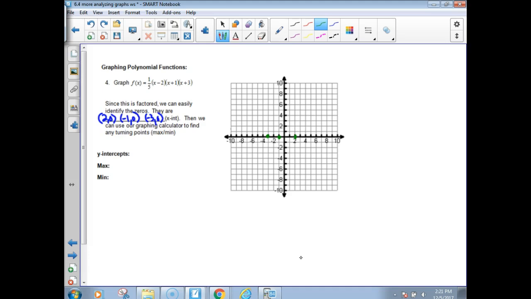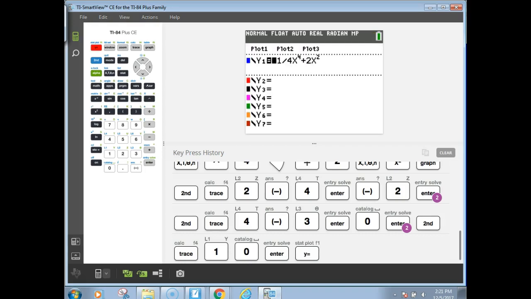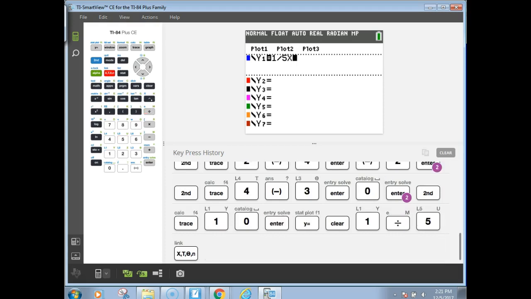All right, then we can use the graphing calculator to find any turning points. All right, so let's do it. 1 divided by 5, x to the third, oopsie. I don't know. I forgot it was factored. But I know what power would it be if I had to multiply it out?